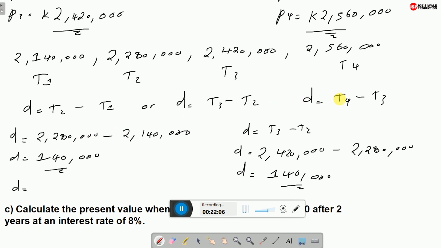In the last instance, we have our T4 minus our T3. Our T4 is 2,560,000 minus our T3, which is 2,420,000. And that's going to give us 140,000. As you can see, we have proved that this sequence is an arithmetic progression, because it gives a common difference in the sequence of 140,000. Let us look at question C.